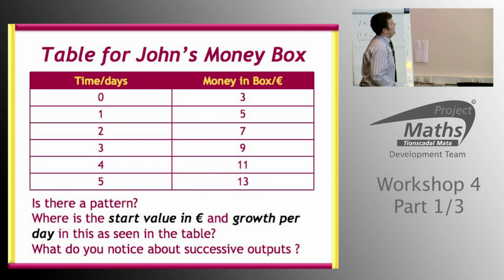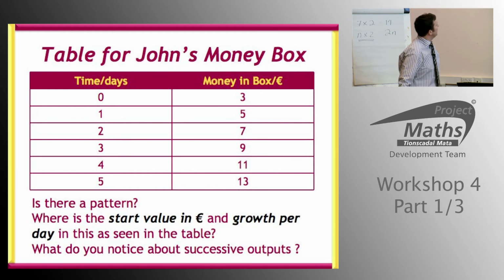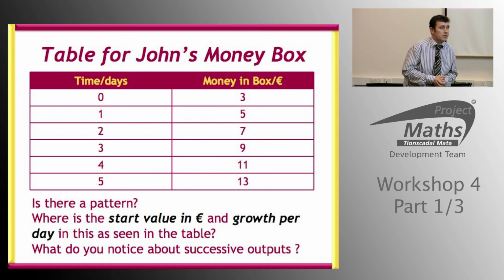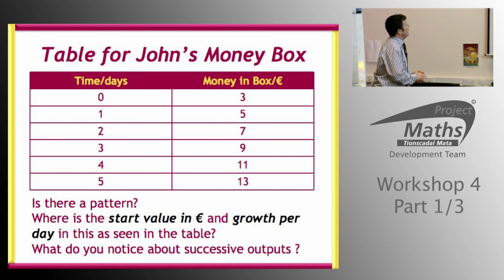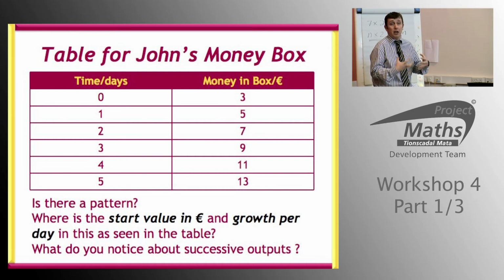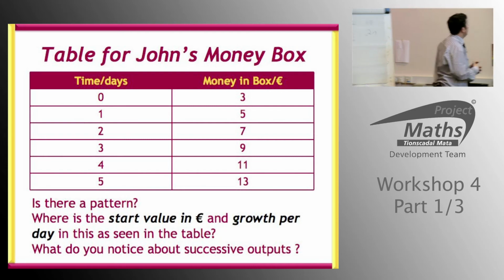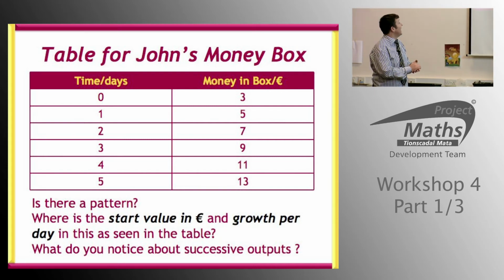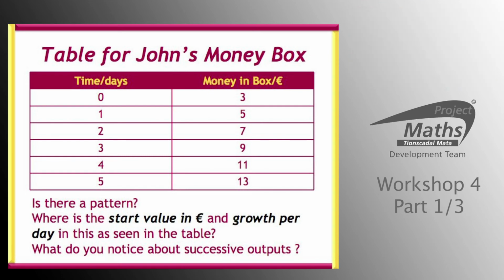Now, so here's the table for John's money box. On the first day, literally when it was handed to him, what was in his money box? €3. And then after one day, he put in his money at the same time every single day. What happened? It went up by another 2. And so on. And we could follow it right up to the 10th day and so forth. Now, is there a pattern, folks? Yeah. What is the pattern?